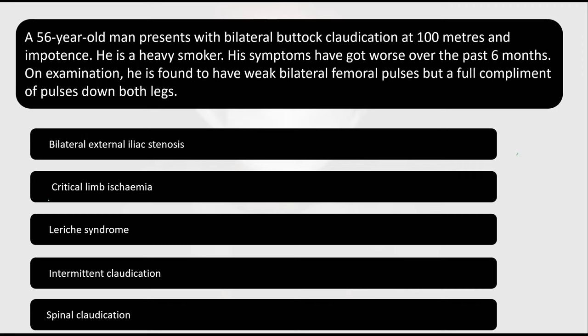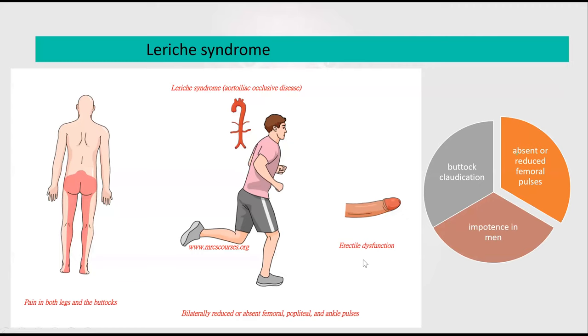I open the mic for you, Sam. So the answer for this will be Leriche's syndrome, because Leriche's syndrome classically comes with buttock claudication and erectile dysfunction because of internal iliac occlusive disease. It is aortoiliac occlusive.